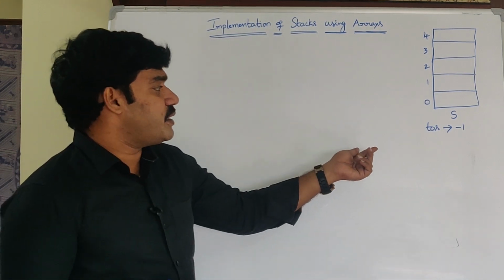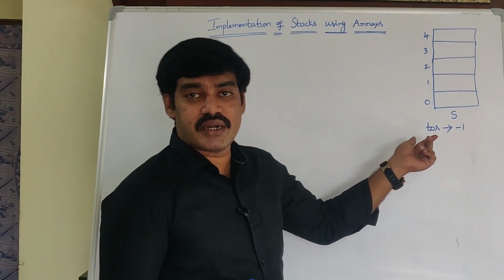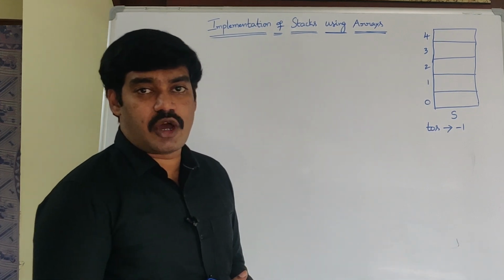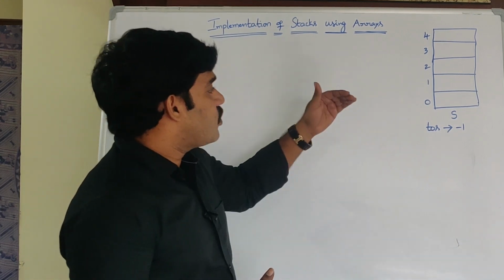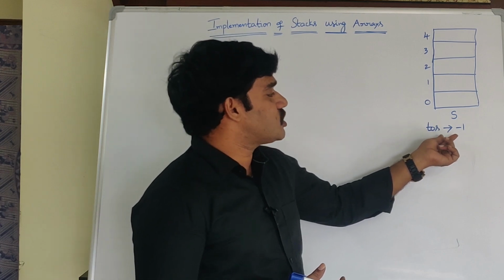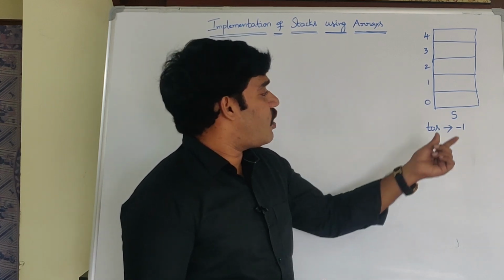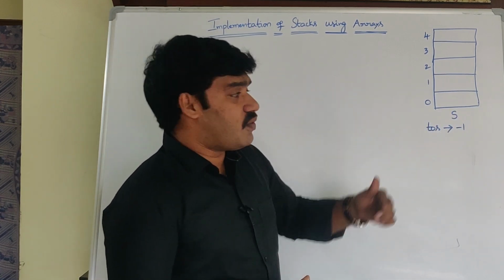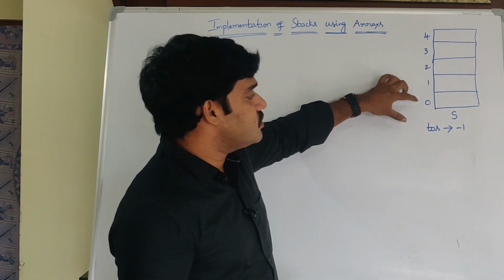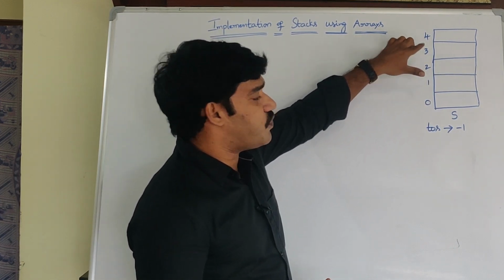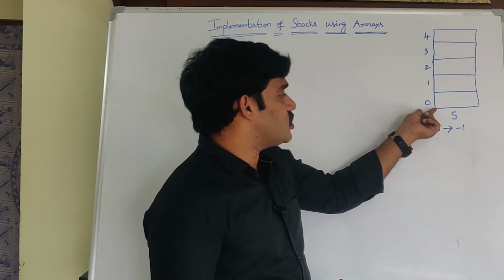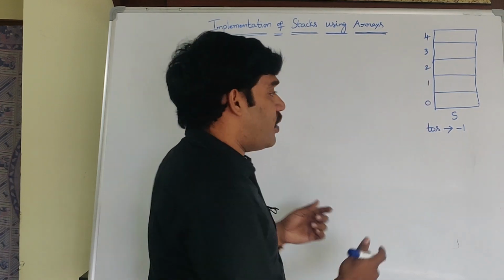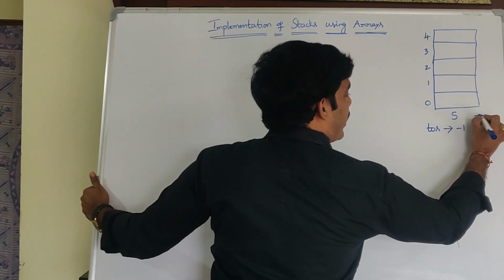TOS is a pointer that always points to which one? The topmost element, the top of the stack. If there are no elements, initially TOS points to which one? -1. Here what is my stack name? S. What is the size of the stack? 5. 0, 1, 2, 3, 4. In general, array index starts from 0. That's why 0, 1, 2, 3, 4. What is my size of the stack? 5.